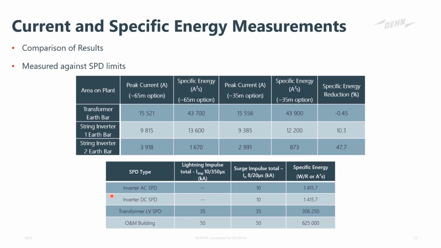We mentioned that the SPDs inside the inverter, especially on the AC side, can handle 1415 amp squared seconds. In the 32 to 35 meter option, you'll see that inverters further downstream away from the transformer station will still be protected and the surge arresters will not be overstressed. However, the inverter very close to the transformer station is still at risk, and the transformer station is protected with a type 1 SPD, so that's no concern there.